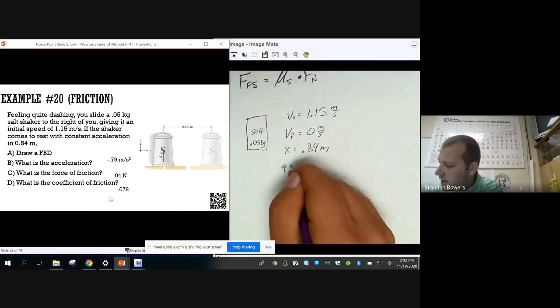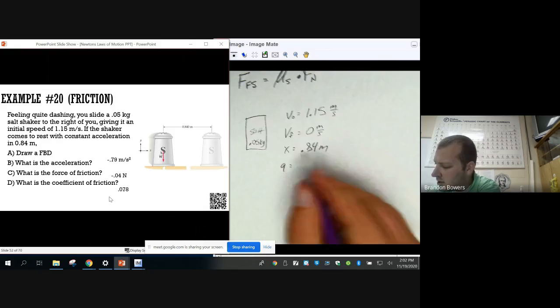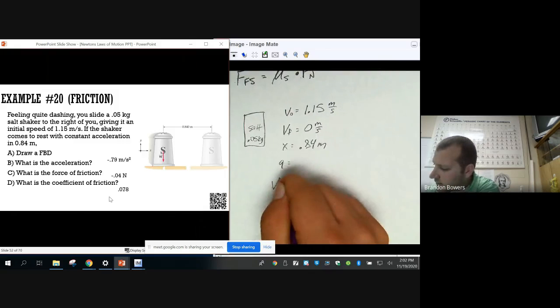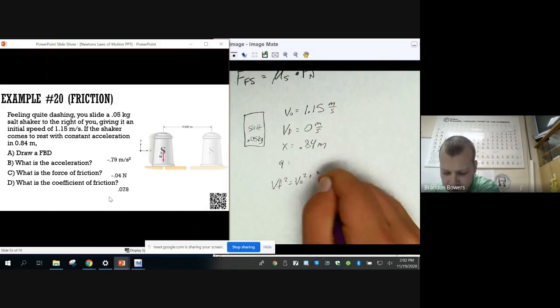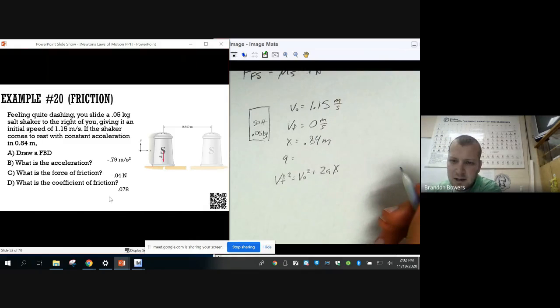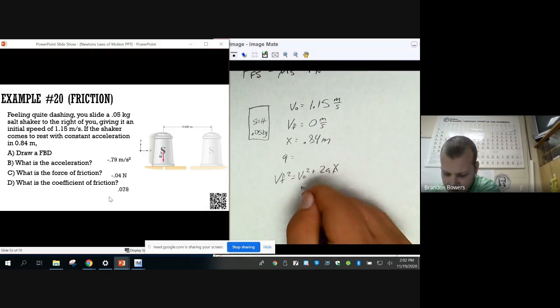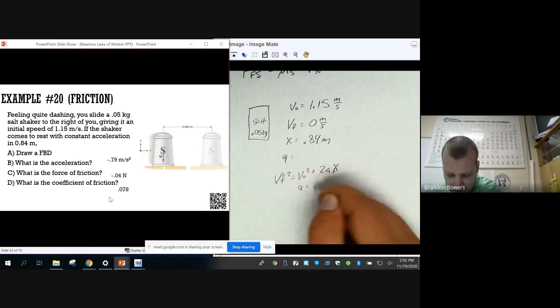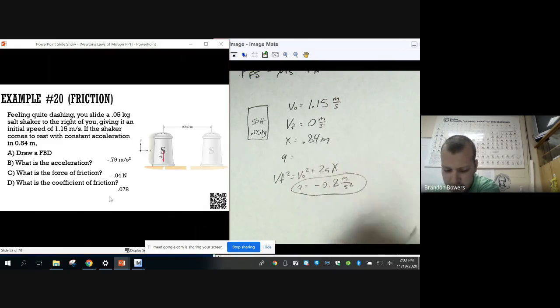Well, I have to look at my three values and determine what equation will help me solve the acceleration. Velocity final squared is equal to the initial velocity squared plus 2ax. When you plug in your numbers, I got an acceleration of negative 0.8 meters per second squared.